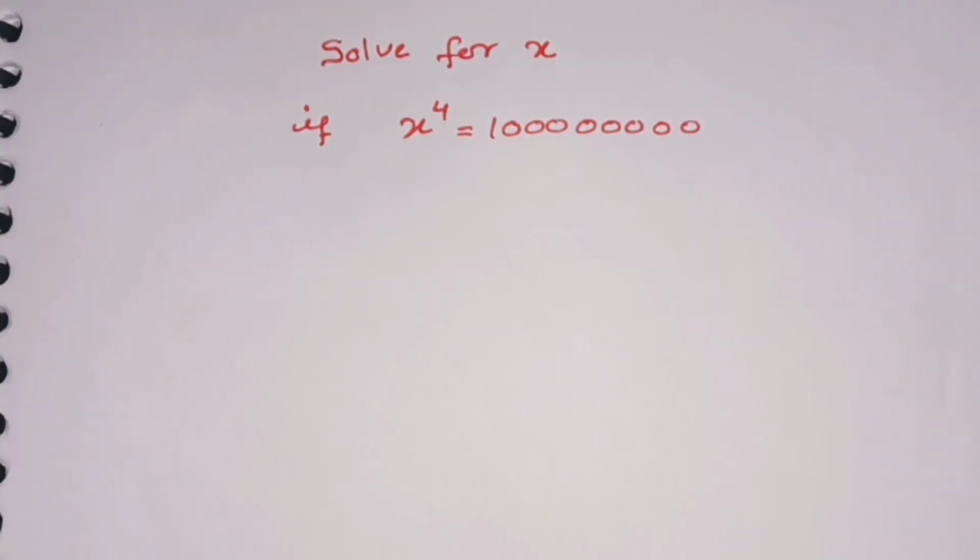In today's video, we have an amazing maths problem to solve: solve for x if x raised to 4 is equal to 1 with 8 zeros, that is 100 million, a huge number. Here the power of x is 4, that means there are 4 possible values of x which we have to calculate. Come to the solution.